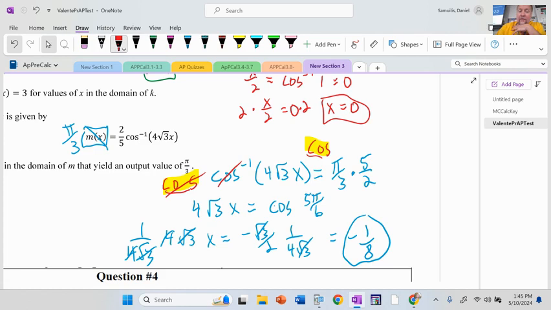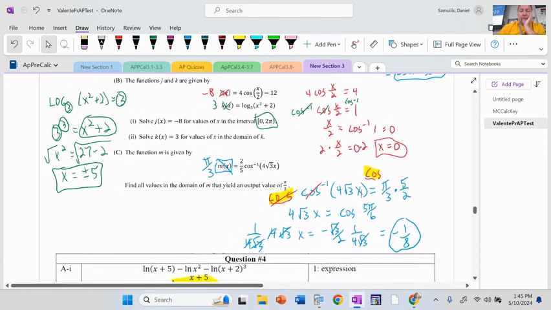I already have some canceling going on here. Then don't divide by 4 root 3. Multiply by 1 over 4 root 3. So you can see the actions of how this works in a fractional sense. And then the root 3's cancel real nicely. And then that's negative 1 over 8. So very nice solve.